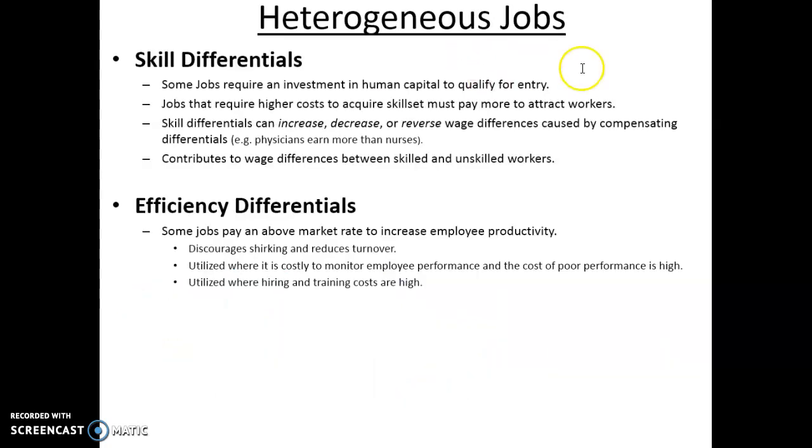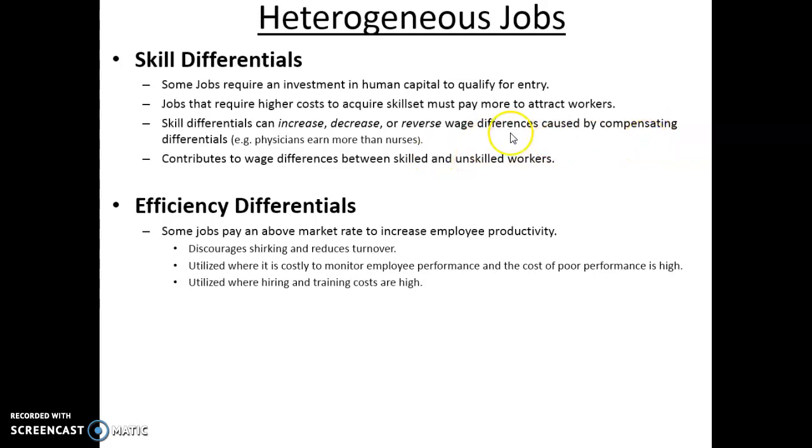Another example of heterogeneous jobs involves skill differentials. Some jobs require you to invest in human capital to qualify for entry. Jobs that require higher costs to get the skill set may pay more in order to attract the workers. If you've got to go out and get a 4-year degree or a professional degree, spend all that money, give up all that time to get the skills to actually enter a job, then you're only going to do that if the job pays more. Skill differentials can actually increase, decrease, or reverse wage differentials caused by compensating differentials.